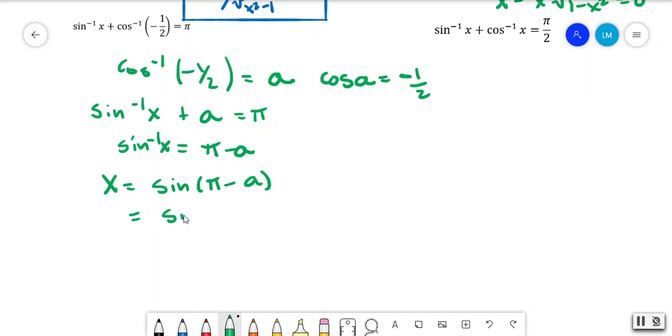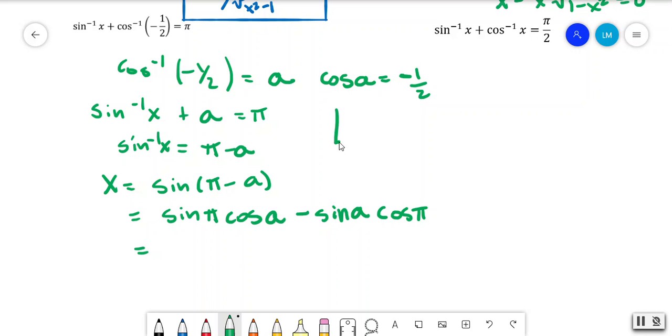So this equals sine of pi cosine of A minus sine of A cosine of pi. It looks like, for example, that sine of pi is actually 0. So you just need to find sine of A.